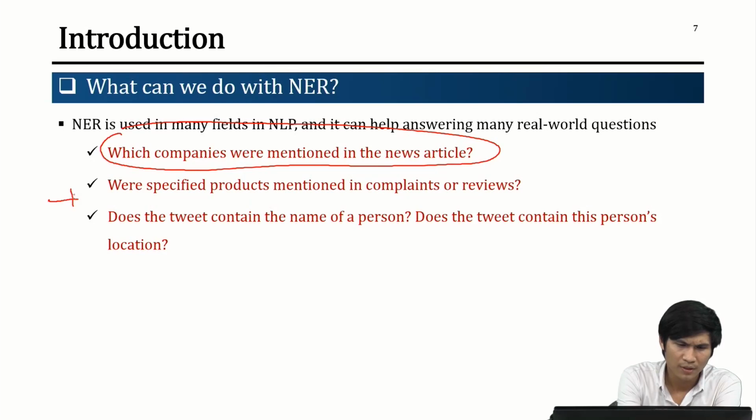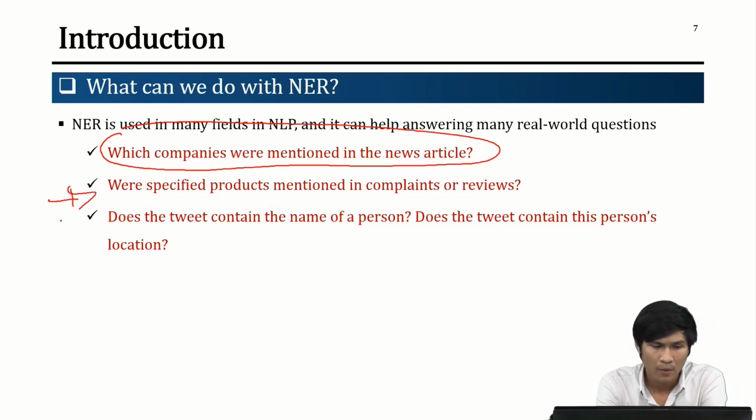The next example is retrieving information on whether a specific product is mentioned in complaints or reviews. For example, a company may have feedback from customers, and they want to know whether the product is reviewed in a positive or negative form. There are many reviews from users, so manually reading them may consume a lot of time. An NER system can help facilitate this work and save us much time.